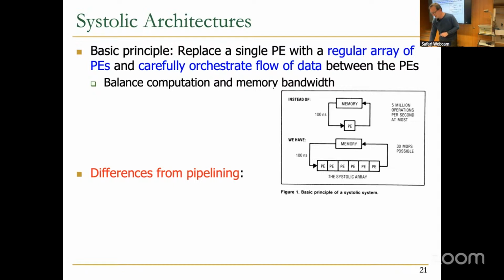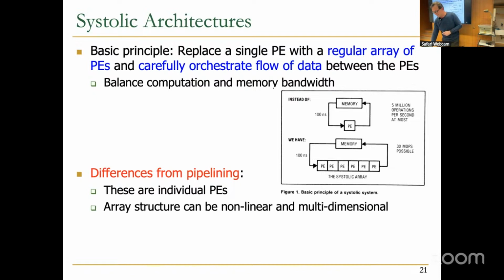But compared to the pipelining we have seen, the difference is these are individual programmable processing elements. They could be very, very powerful, basically. If you look at the pipeline that we have seen, it's a stage that can do only some part of the instruction. Here, these could be actually very powerful, right, if you think about it. The array structure also can be nonlinear and multidimensional. We have not seen that in pipelining. Pipelining is very linear, right? We're going to see multidimensional arrays that can communicate with each other.